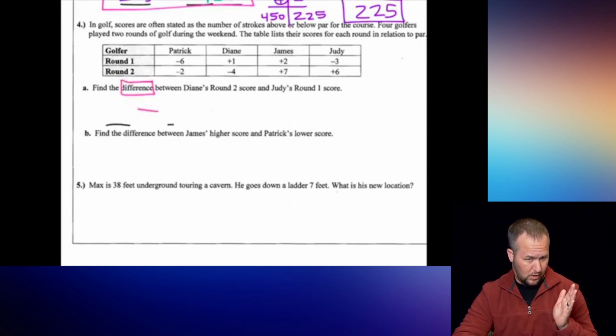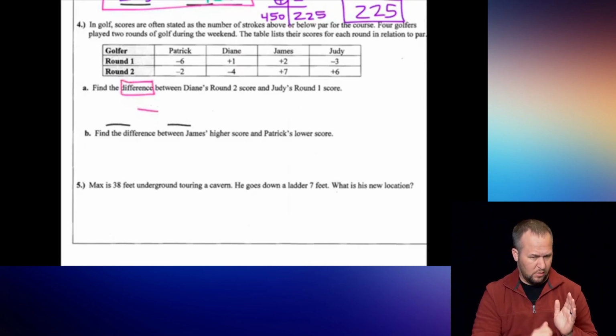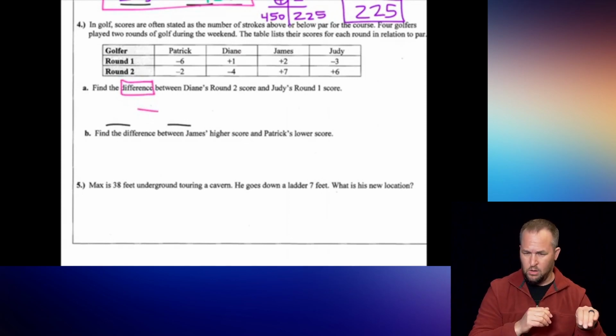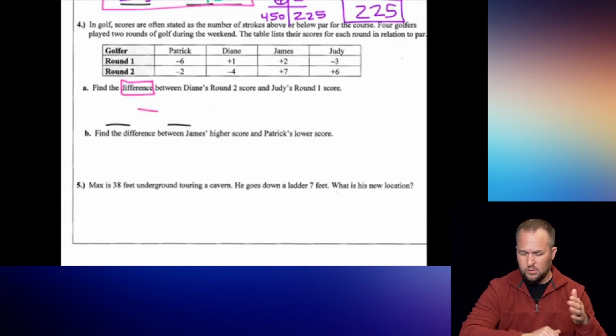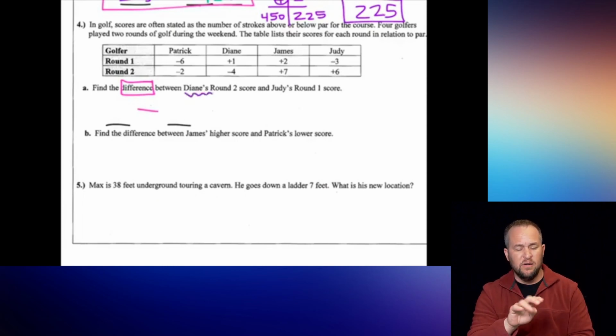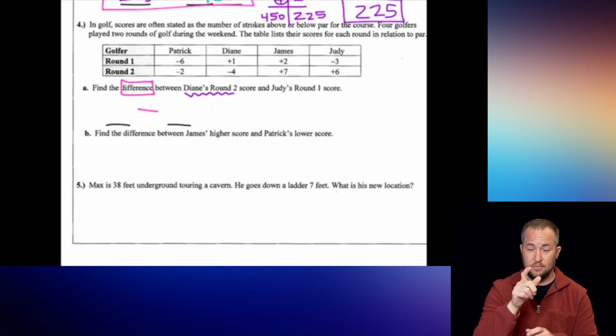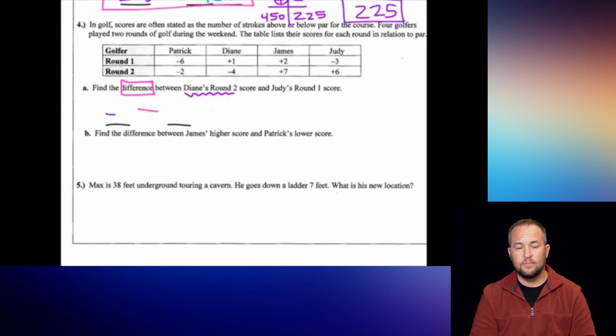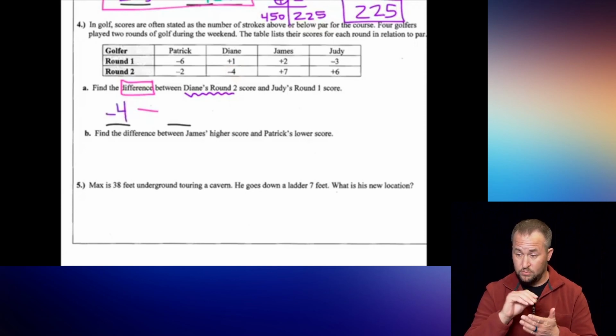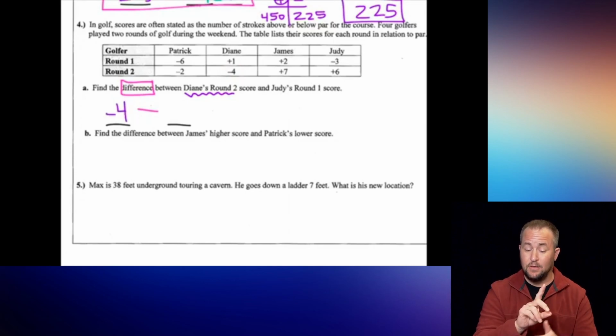So I'm taking two numbers. Once it says between, the first term that you get is going to go in the first term of your subtraction expression. The first one I'm looking at is Diane's round 2 score. We look up Diane in our table, and her round 2 score is -4. So that first one we list is our first term.